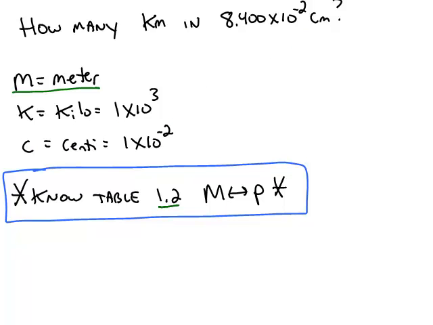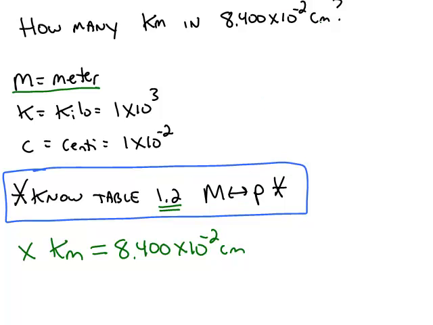Both of these are found in Olmsted and Williams table 1.2, which you have to memorize, the letters and the definitions of those letters from mega down to pico. Once you have that table memorized, this is a straight dimensional analysis problem. The unknown we're looking for is the distance in kilometers. We're going to set that equal to the known distance in centimeters.